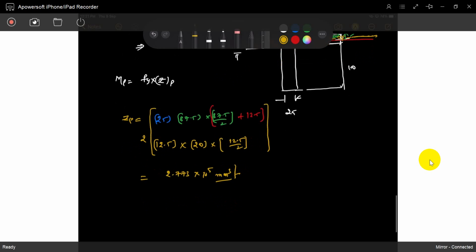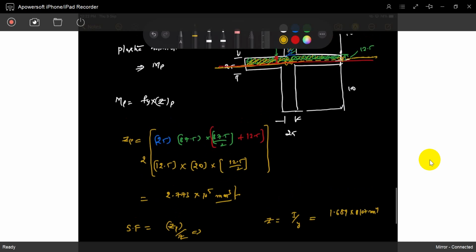That's it. And also if you want to find out the shape factor, what is it? Zp by Z. What is Z? Z is I by Y. Y is common. You have to find out I. Can you find out I? So check it, find out the I. I value is 1.689 into 10 power 7 mm power 4.